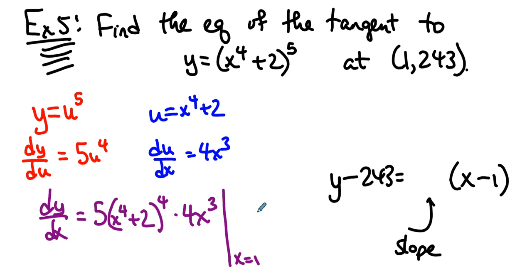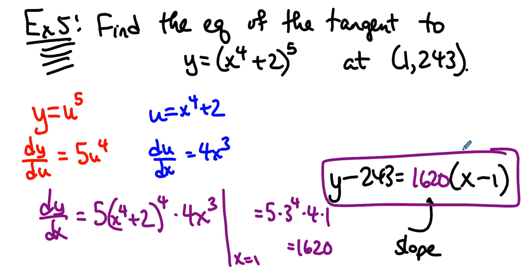At x equals 1, what is this? This is 5 times 3 to the 4th times 4 times 1 cubed. 3 to the 4th is 81. 81 times 20 is 1,620. That's the slope. This is the equation of the tangent line. It is a line with a very, very steep slope. Okay? Okay. Let's go one more.